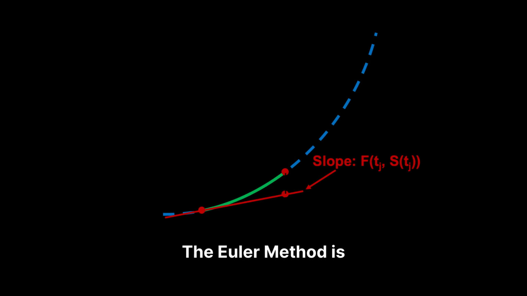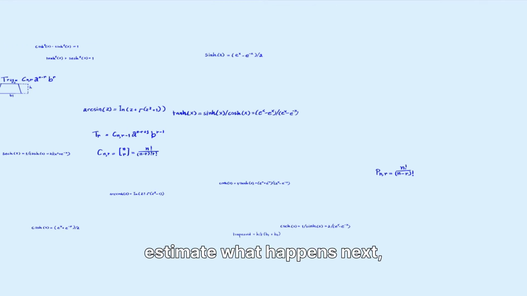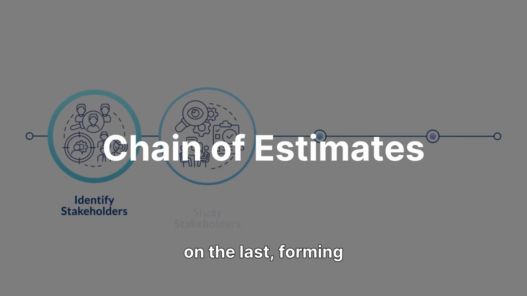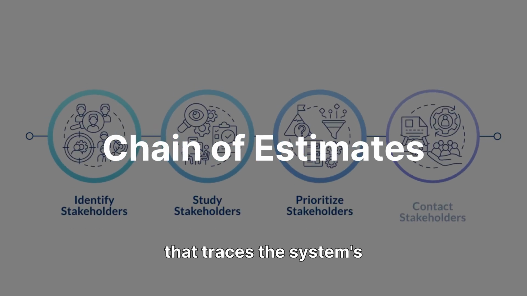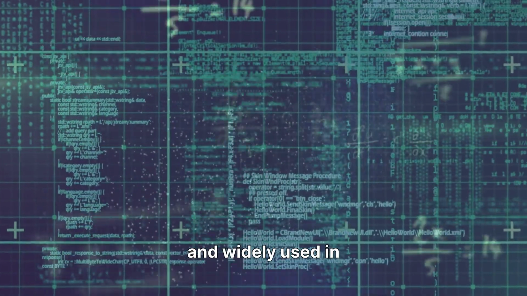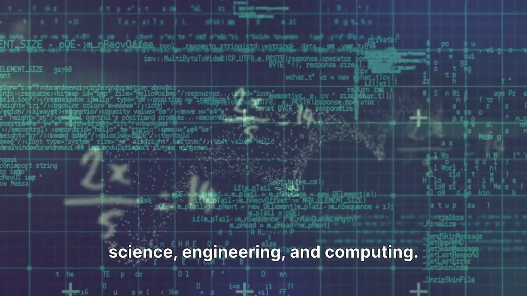The Euler method is a step-by-step technique for approximating future behavior of systems that change over time. It uses the current rate of change to estimate what happens next, rather than solving complex equations directly. Each small step builds on the last, forming a chain of estimates that traces the system's behavior. It is simple, intuitive, and widely used in science, engineering, and computing.